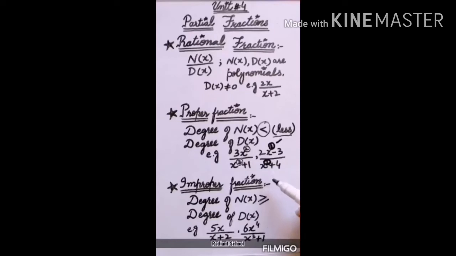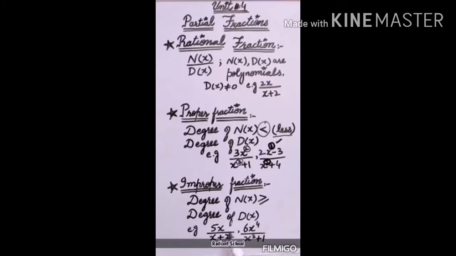Okay students, but if the degree of numerator is greater than the degree of denominator, and if the degree of numerator is equal to the degree of denominator, then what will happen? Then this fraction is said to be an improper fraction. When the degree of numerator is greater than the degree of denominator, then the given fraction is said to be an improper fraction. Or if the degree of numerator is equal to the degree of denominator, then the fraction is said to be an improper fraction. Let's take an example.